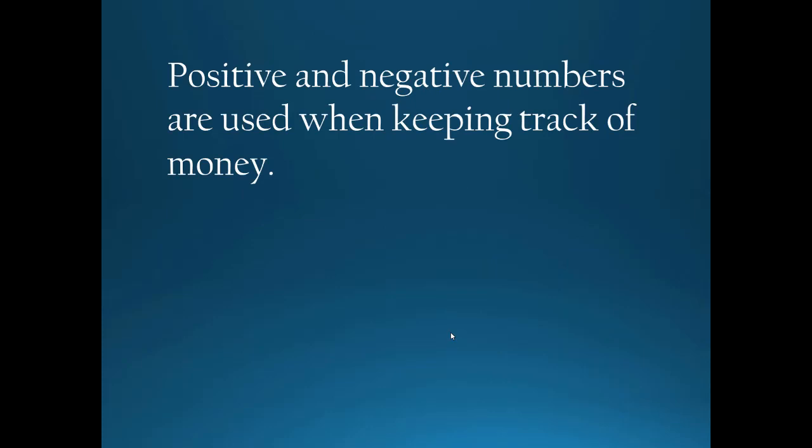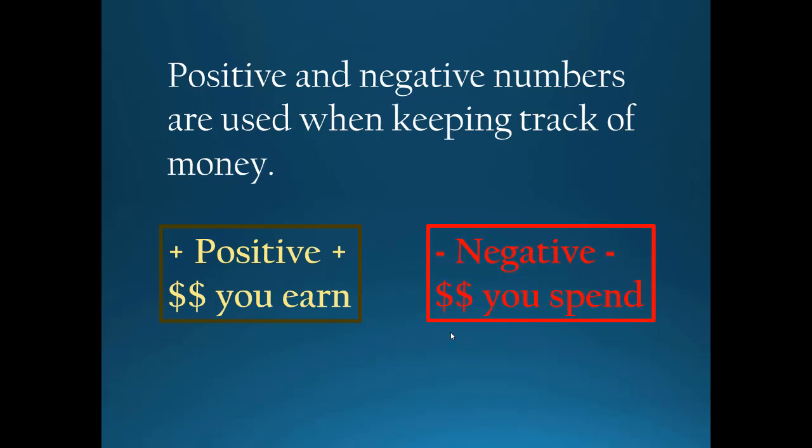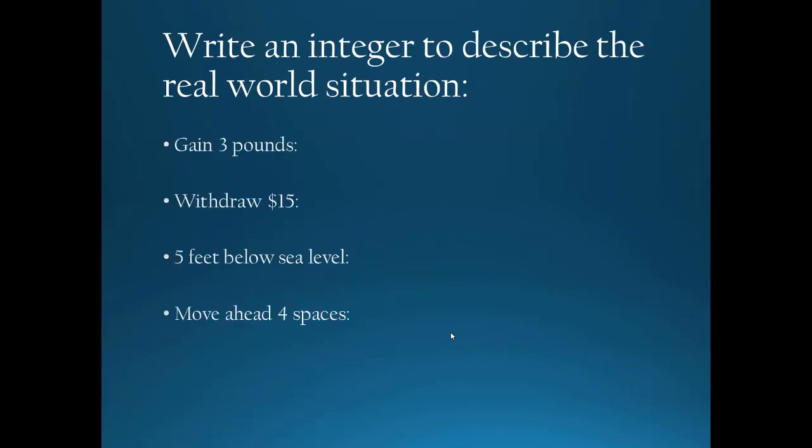Okay. Now, positive and negative numbers are used when keeping track of money. Positive when you get money, and negative when you spend money. Positif kalau kamu dapat uang, negatif kalau kamu membelanjakan uang itu, kamu gunakan untuk sesuatu. Akan menjadi berkurang. Positif itu akan bertambah uang kamu.